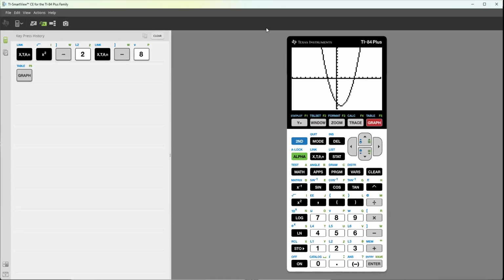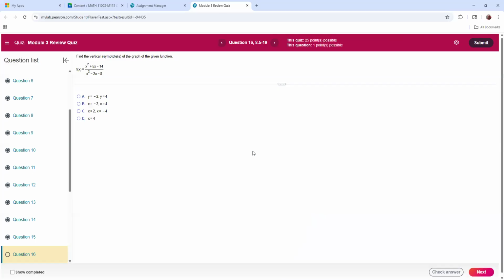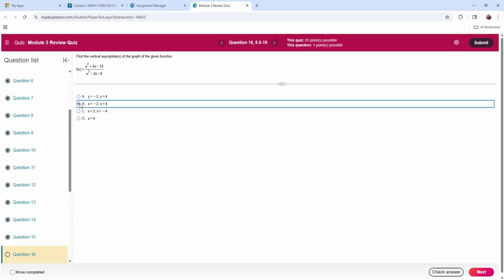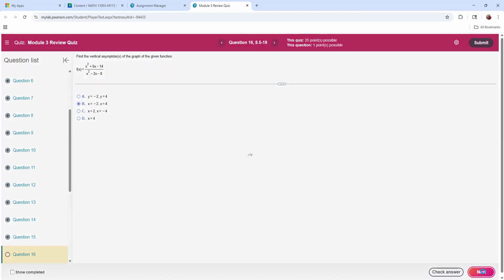All right, y'all, let me go to Math Lab. Now remember, x equals -2, x equals 4. A is wrong because they put y there. So do not pick the one with the y. You got to have the x's, okay? All right, y'all, then we hit next.